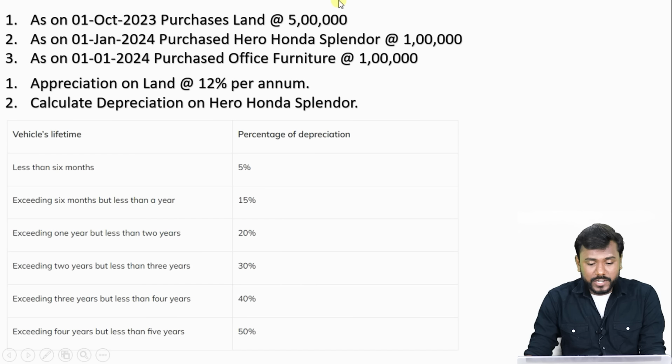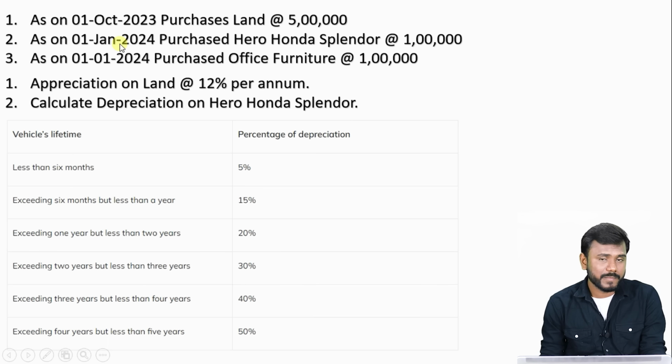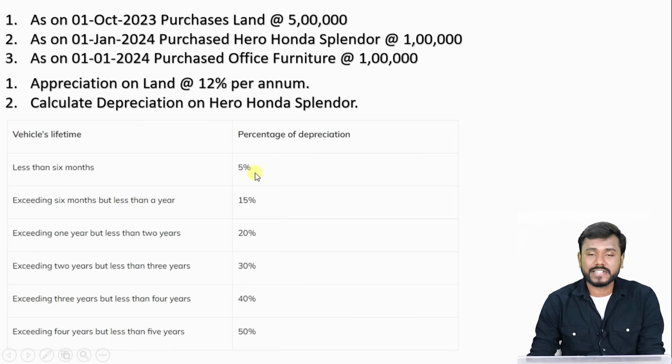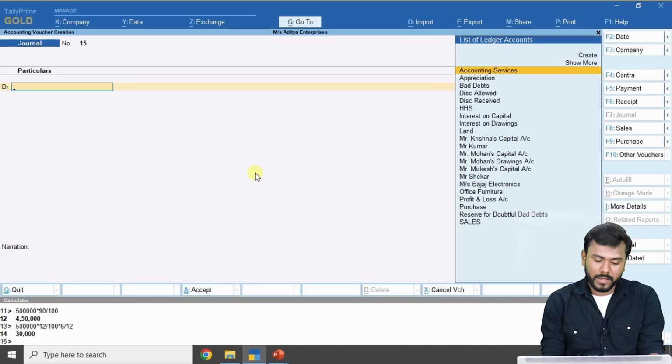And you need to calculate the depreciation on the motor vehicles based on the time period that it is utilized in the business. So less than 6 months. Here we purchased in January 24 and we are going to do the adjustment by 31st March 24. So within 3 months we are calculating the depreciation. So the depreciation not exceeding 5%. So okay, I will claim the full amount. So it is a loss.